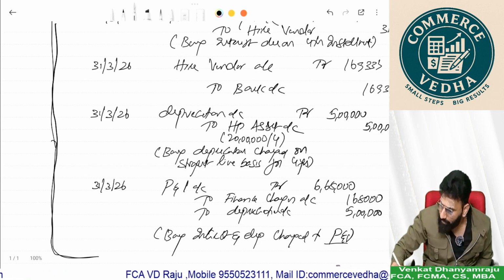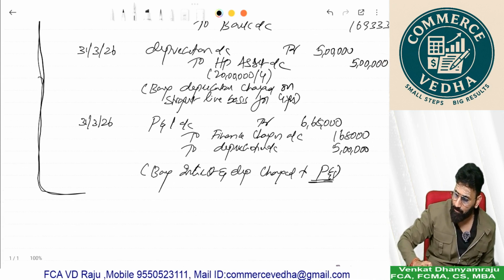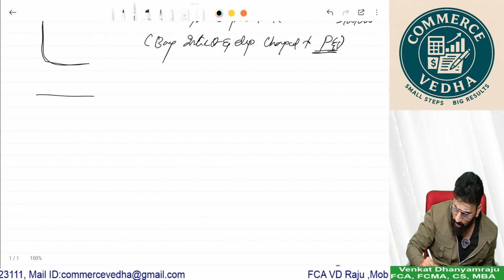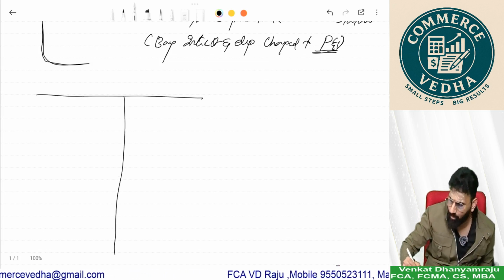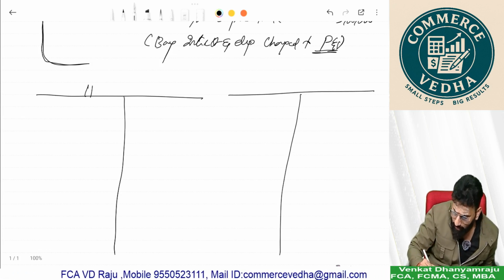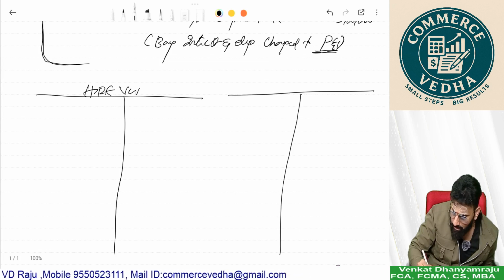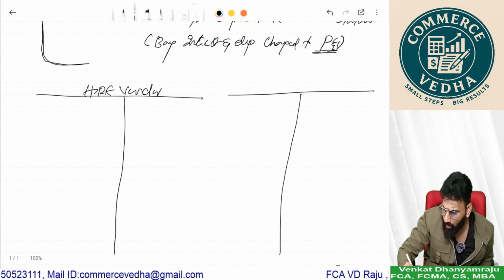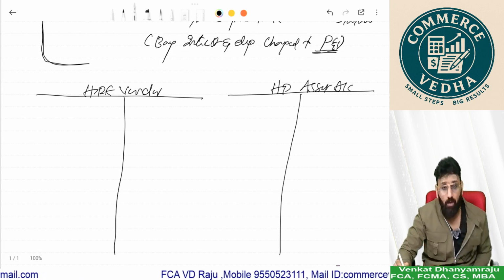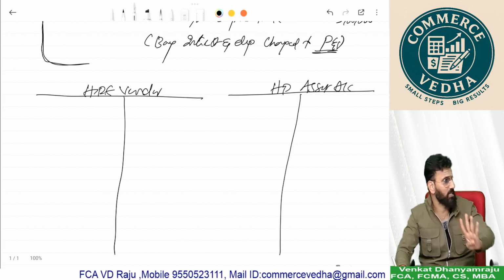Now, we can also see this example by an account. I am preparing two important accounts here. First account is hire vendor account, and second account is hire purchase asset account. It's for the first year. Only for the first year I am preparing.